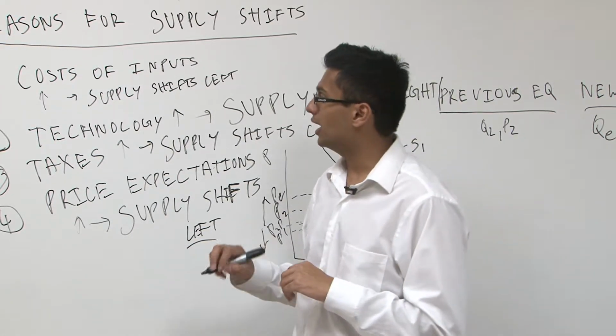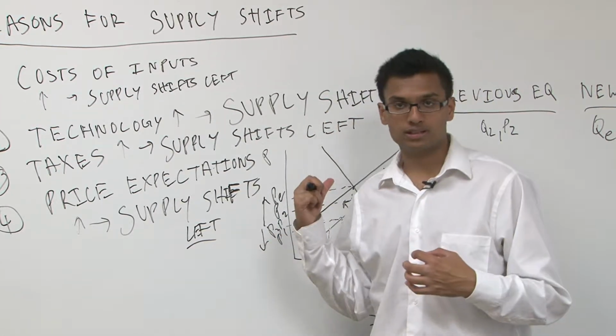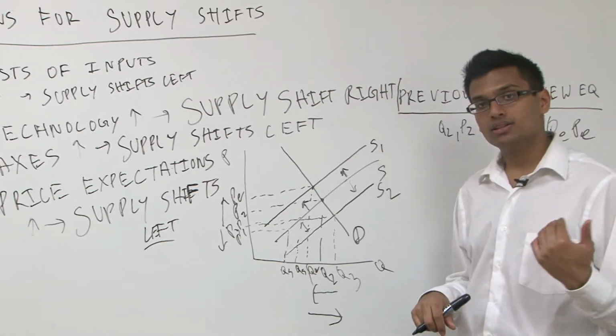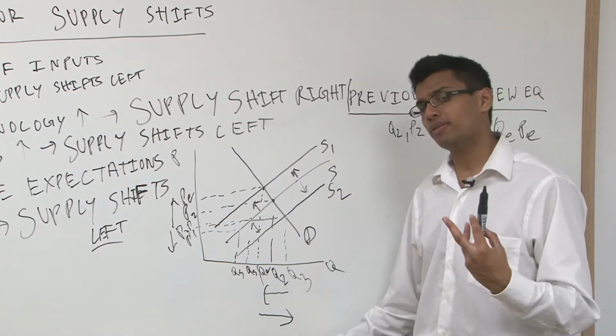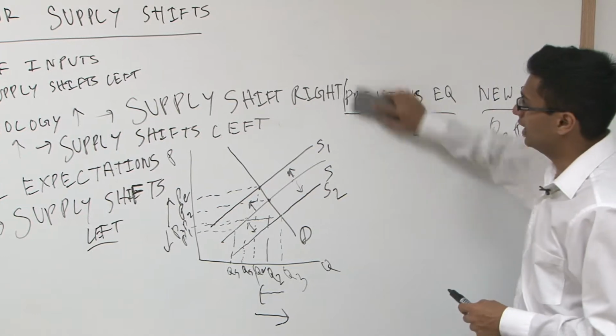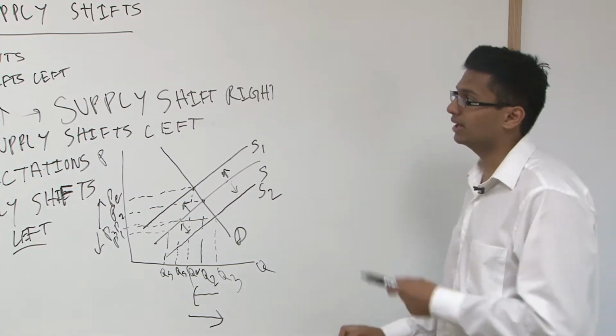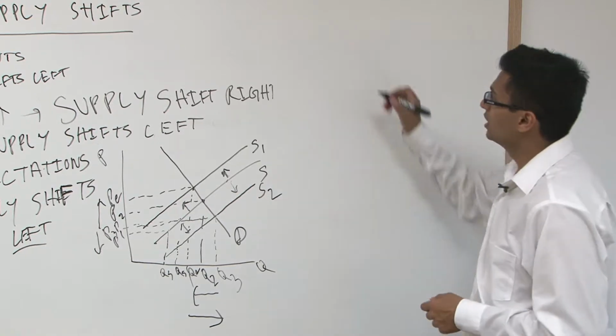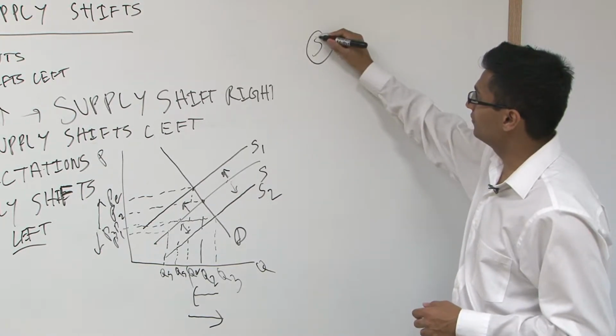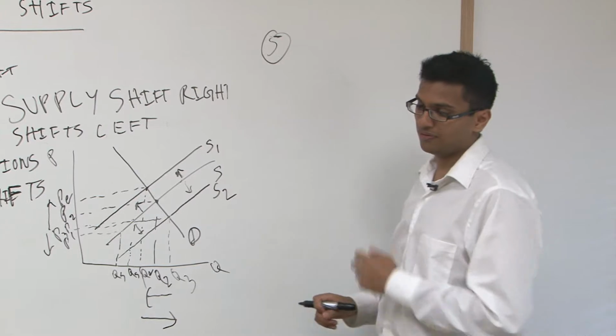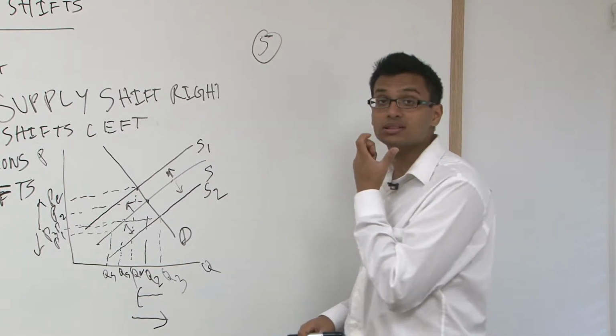Number 5, we're gonna create more space here. I'm gonna erase the board to my right so that we can create more space. We have 2 more things left. There's 5 and 6 that I will talk about. So this is continuing the reasons for supply shift. Reason for supply shift number 5, okay, is the price of other outputs.